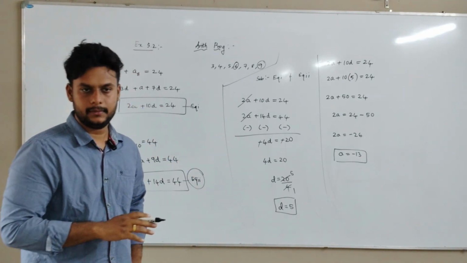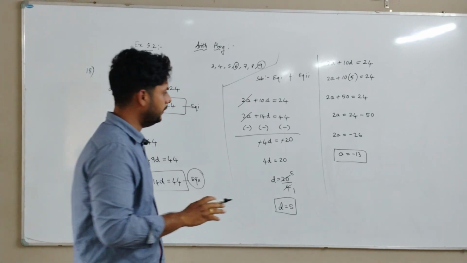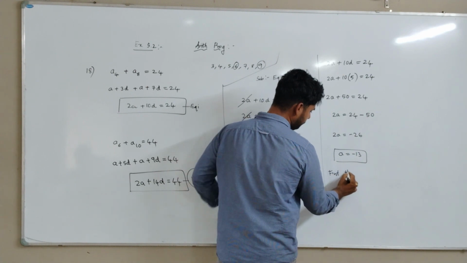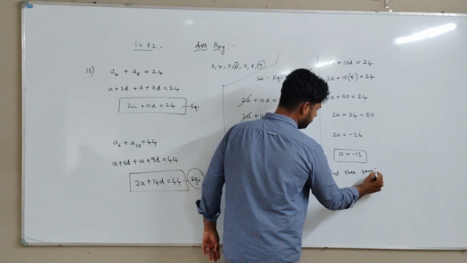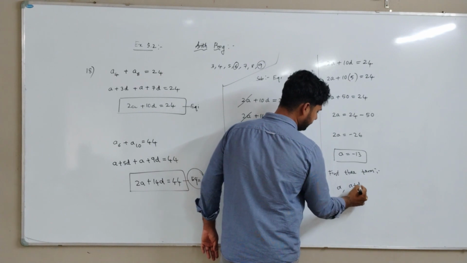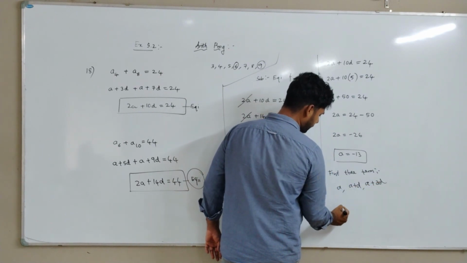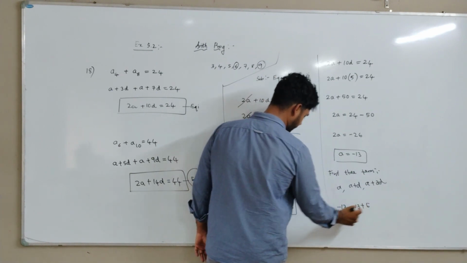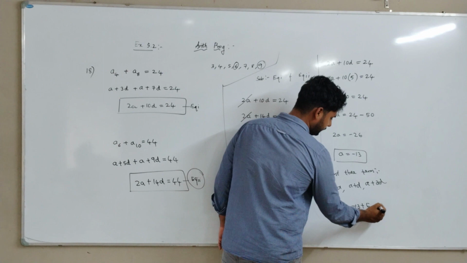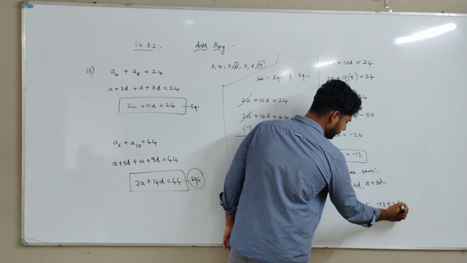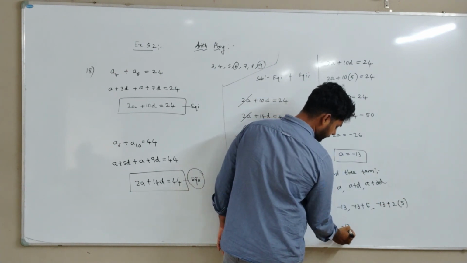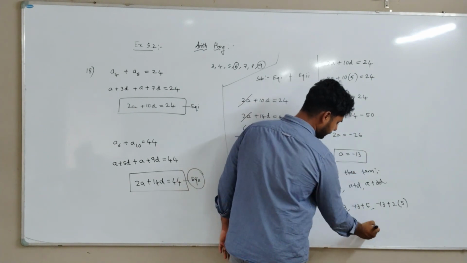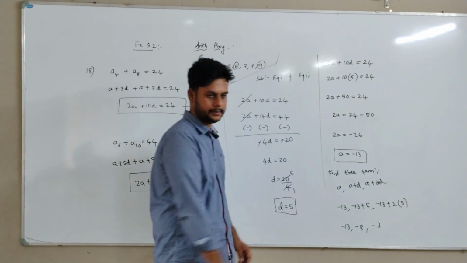Any doubts here? Normal method it's going. Now I have A, I have D. I should write the first 3 terms. First 3 terms are A, A plus D, A plus 2D. A is minus 13, plus D, which is 5. Minus 13 plus 2 of 5: minus 13 plus 10 is minus 3. So the first terms are minus 13, minus 8, minus 3.